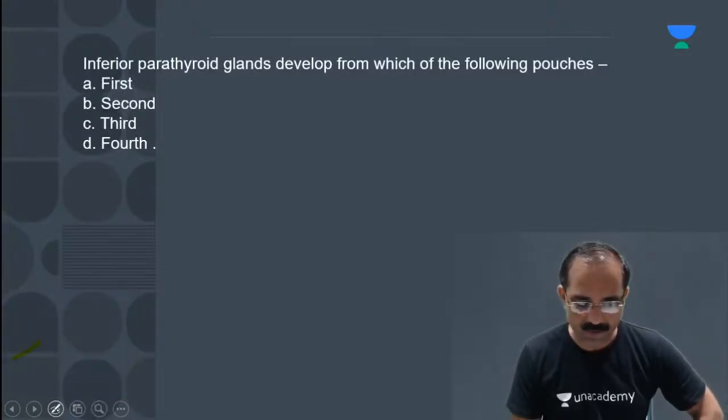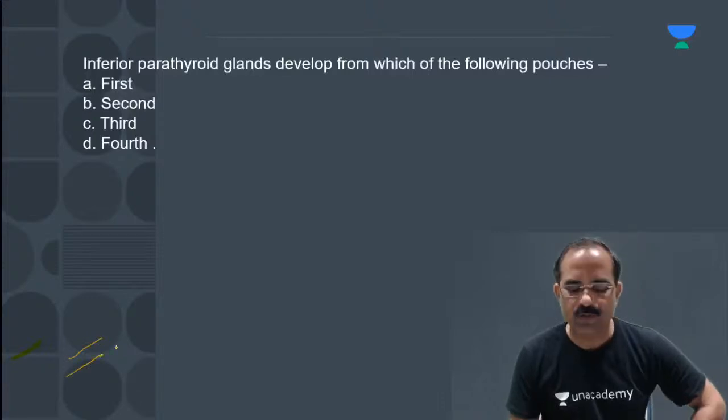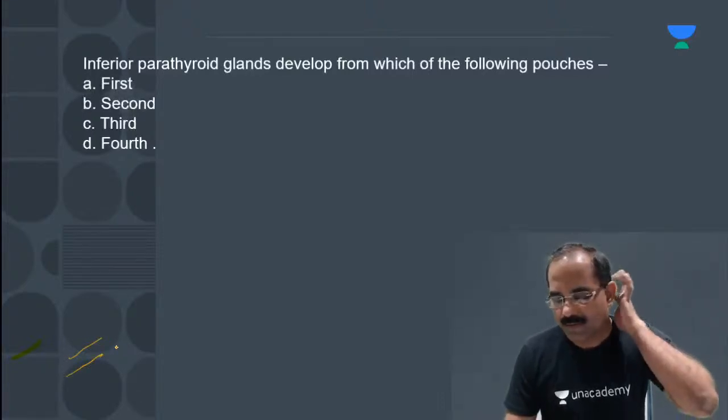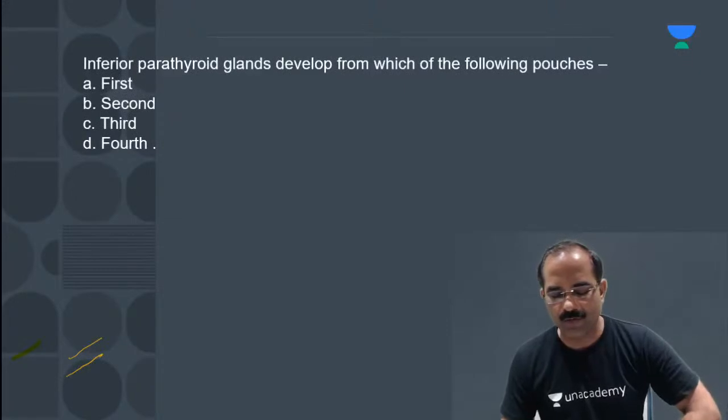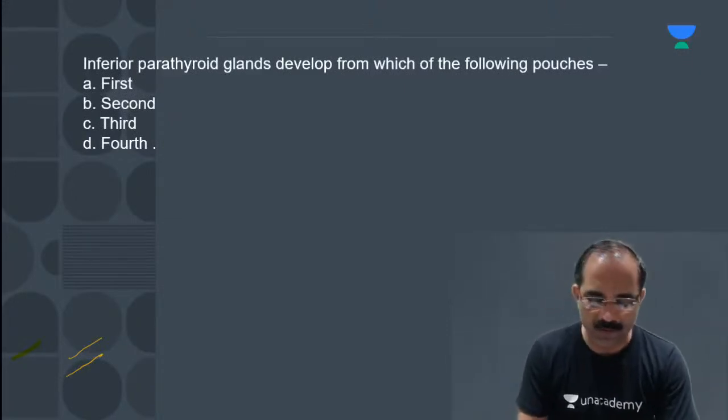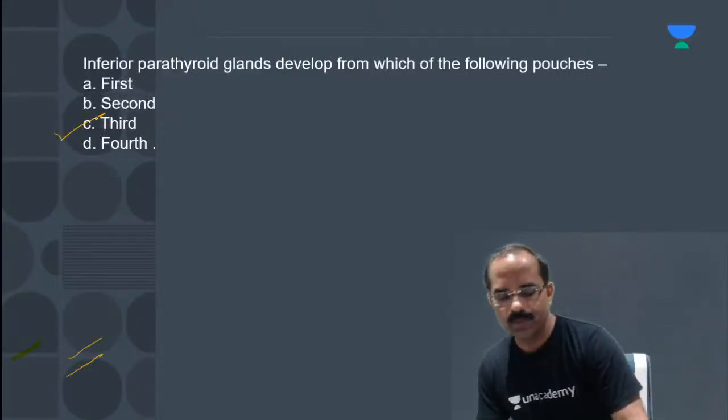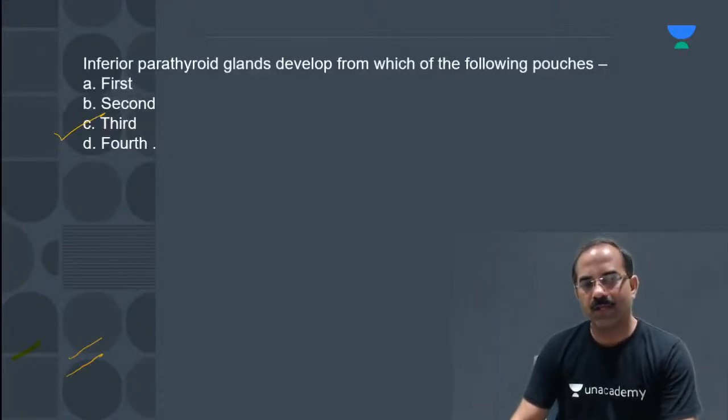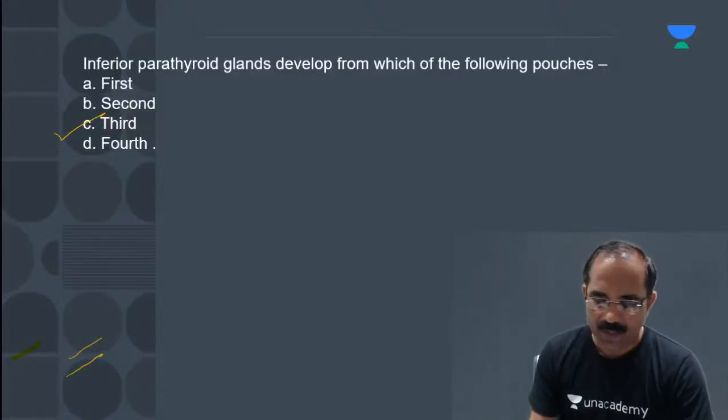Inferior parathyroid develops from which of the pouches? Inferior develops from the third, and the superior develops from the fourth. Inferior develops from third and the superior parathyroid develops from the fourth. Second से क्या बनता है? Can anyone tell me second से क्या बनता है?